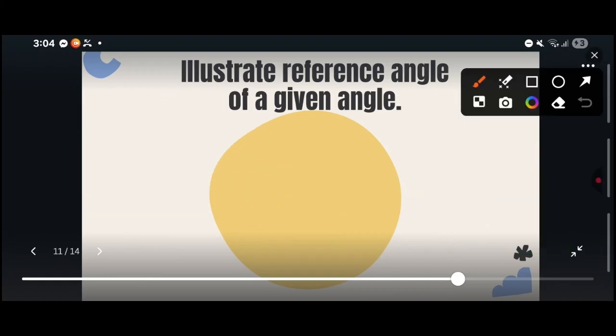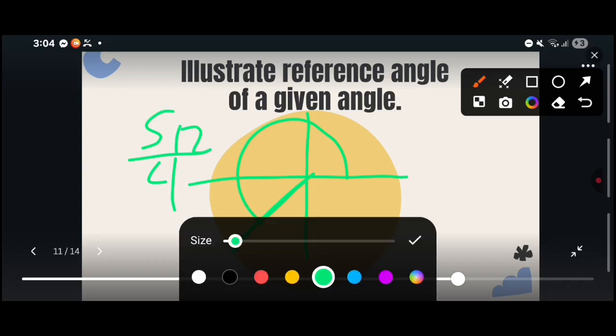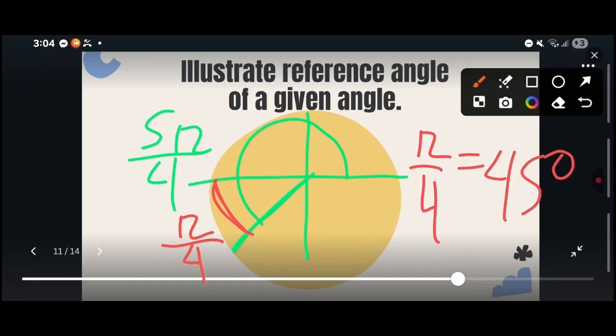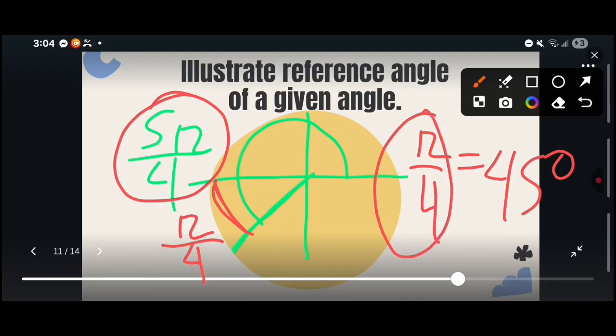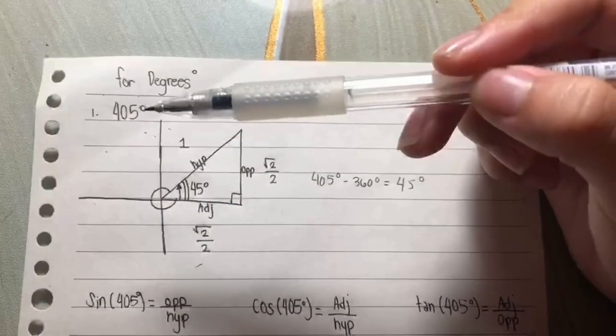So, let's plot. Our given lies in quadrant 3. 5 pi over 4. Then, its reference angle is pi over 4. Pi over 4, if we convert this into degrees, we will get 45 degrees. So, the answer is the reference angle of 5 pi over 4 is pi over 4, or equal to 45 degrees.